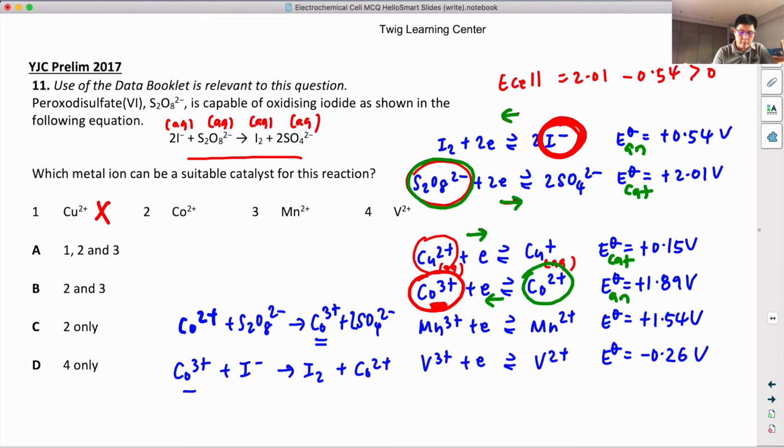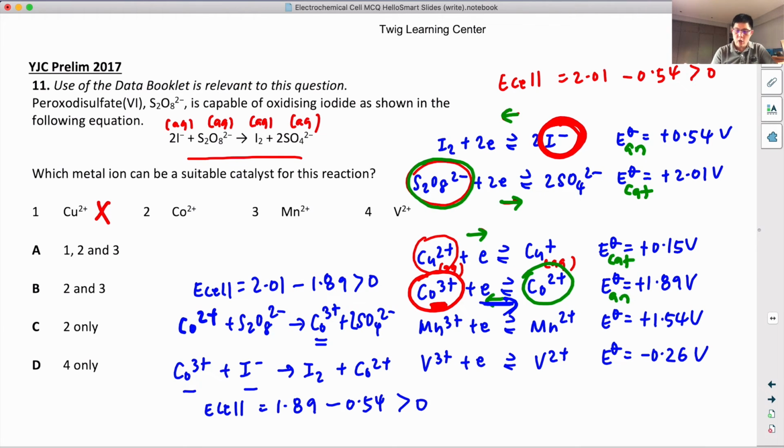Okay, so when cobalt 3 plus reacts with I minus, what's the E cell? You calculate the E cell. This one will undergo reduction, so it's 1.89, the E cathode, minus 0.54. So this is positive. And the first one we did just now, the E cell was 2.01 minus 1.89, which is also positive. So cobalt 2 plus is a suitable catalyst, right?